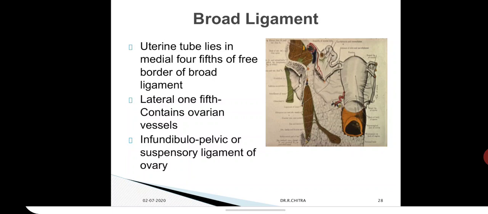If you see the upper border of the broad ligament, the uterine tube lies in the medial 4/5 and the lateral 1/5 contains the ovarian vessels. And also it has the infundibulopelvic or suspensory ligament of the ovary.